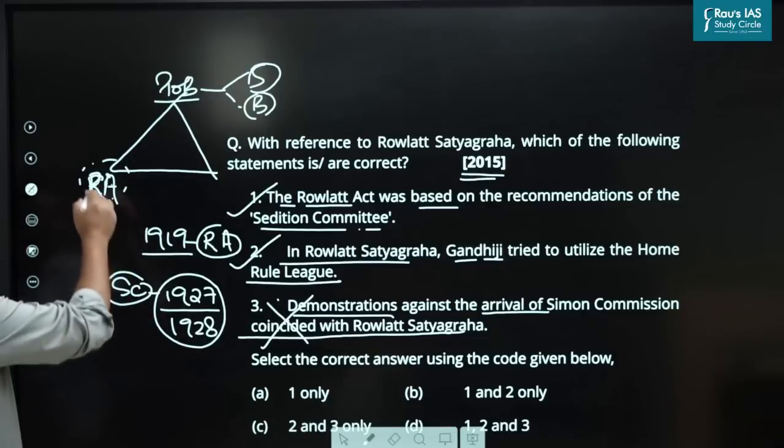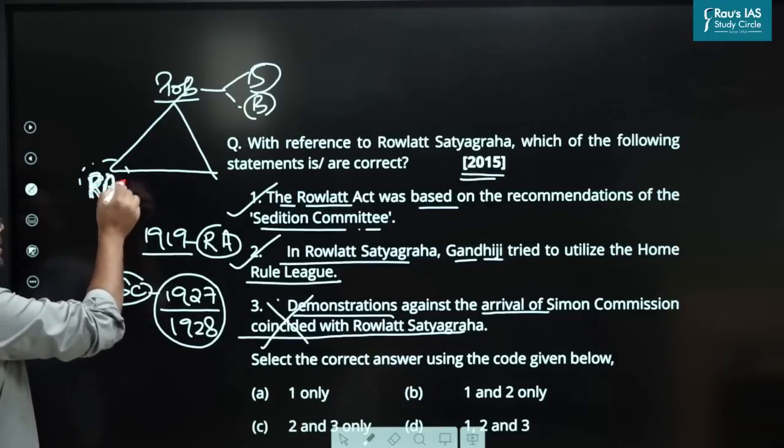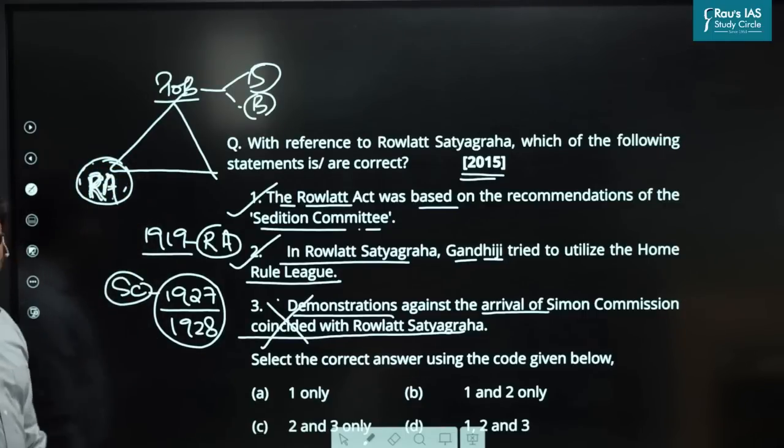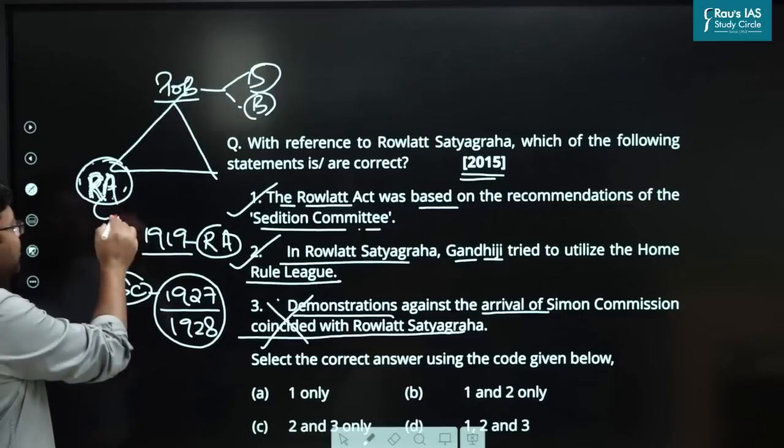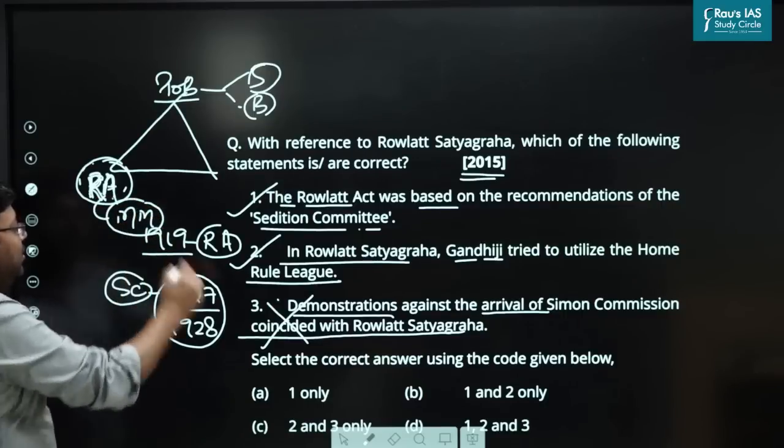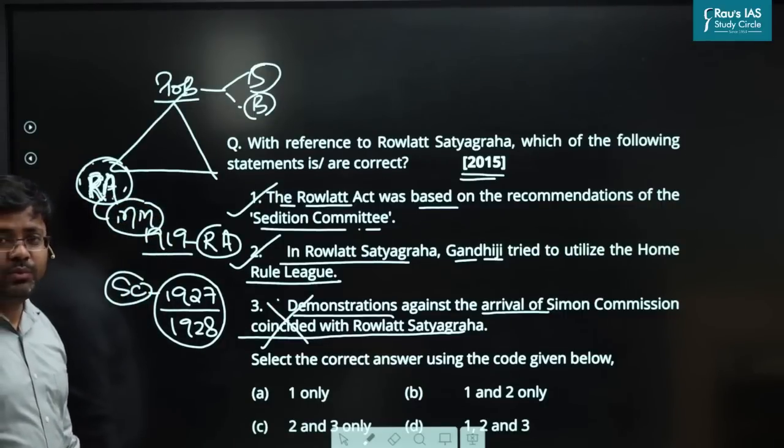The second deflection was Rowlatt Act. Rowlatt Act started the era of mass movement in India.